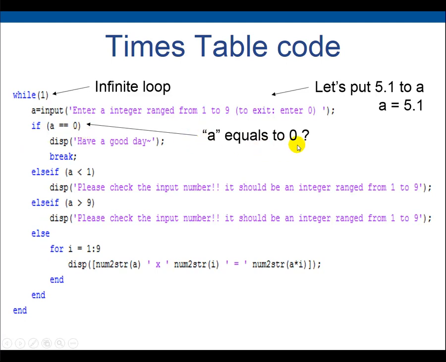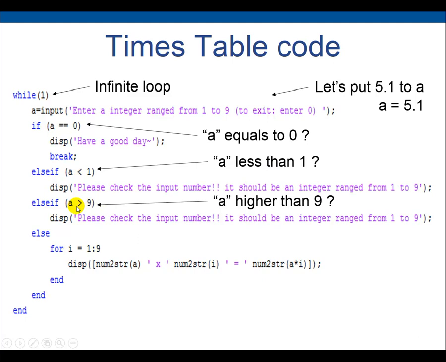A equals 0? We put 5.1 into A, so this is not equal to 0. Then it goes to here: if A is less than 1. Is A less than 1? No, it's higher than 1. Then we go to this line. Is A higher than 9? No, it's 5.1. So we keep going.